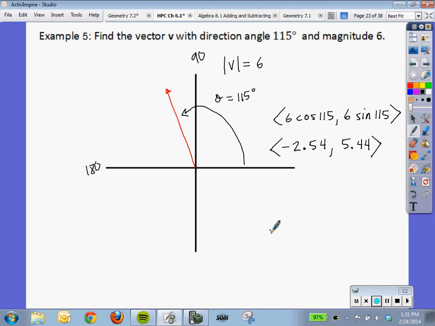Now you guys, what's one thing that is making you feel confident about your answer here? Negative 2.5. Yeah, it's in the right quadrant. You guys are all trying to say the same thing. So we have a negative horizontal component and we have a positive vertical component, which tells us it should be shooting off in this direction, right? Okay. All right, let's do the next one here.